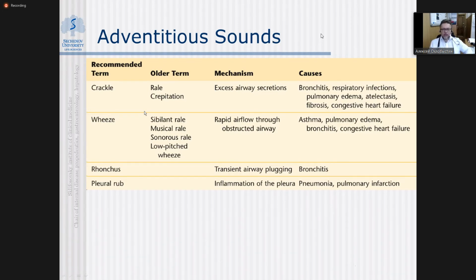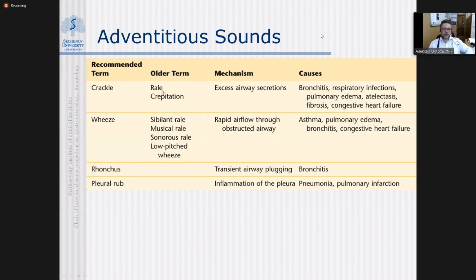What you see here is not quite the recommended description of respiratory issues. I took that from one of the textbooks of internal diseases, but try not to use the term crackles. Once again, it's just my request as I teach you propedeutics, because crackles means that you are unable to differentiate rales from crepitation.